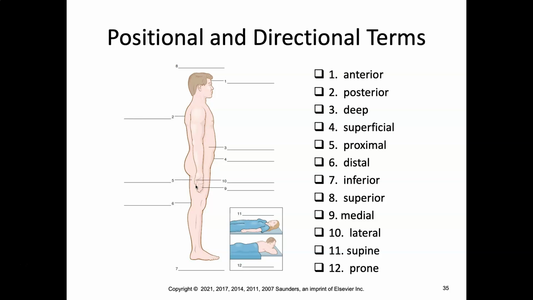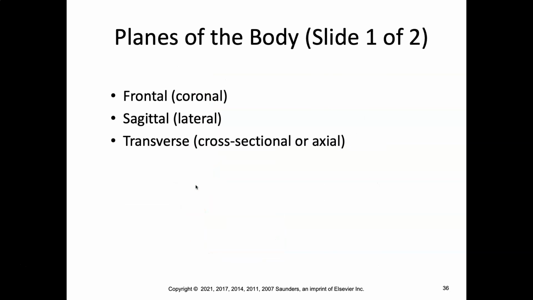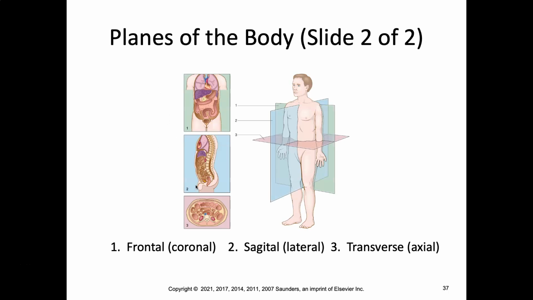And I will encourage all of those of you who are in health information technology or intending to go into that program, you will need these for coding. So trust me, you need to know these as well. So planes of the body. This is on page 52. You have a frontal, also known as coronal, a sagittal, also known as lateral, and transverse, which is also known as cross-sectional or axial. You need to know all of these names and titles.